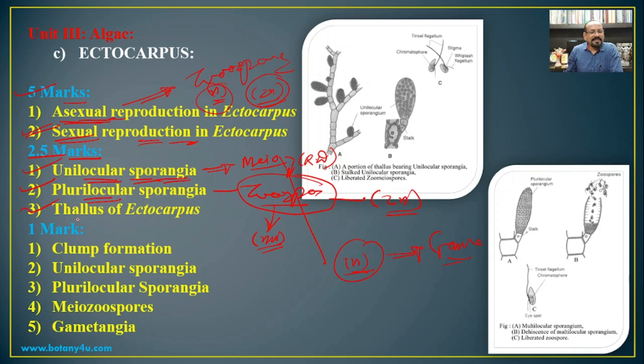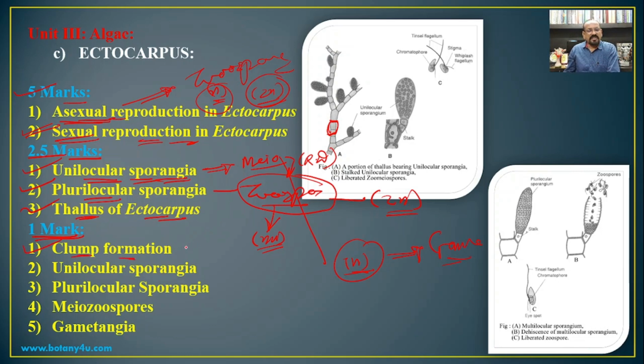Then third one, that is the thallus structure of the Ectocarpus. Here the characteristic feature of the Ectocarpus is that the type of the cell in an Ectocarpus, they are barrel shaped with a discoid type of the chloroplast. Presence of rhizoids is again one of the characteristic features of the Ectocarpus. Then in a 1 mark question, here there is a clump formation.